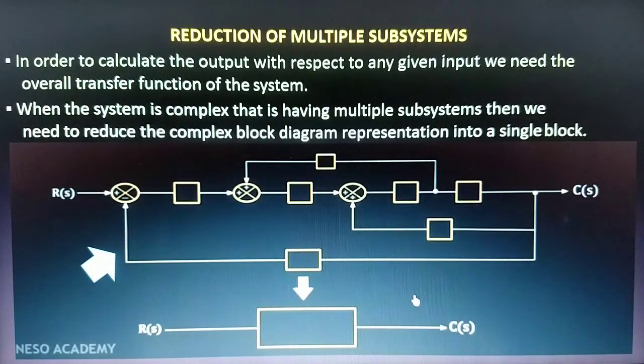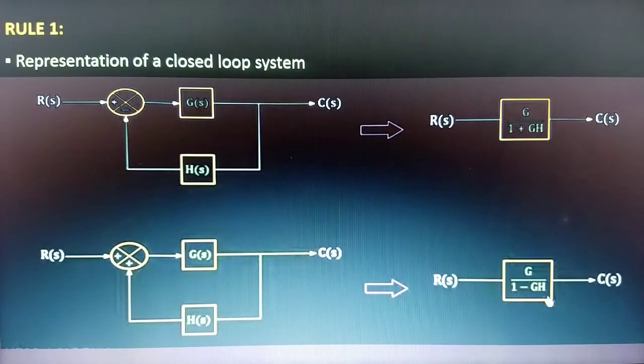The procedure by which we can reduce this complex block diagram representation into a single block is called block diagram algebra. And the block diagram algebra is based on certain reduction rules, which are called the block diagram reduction rules. So we're going to discuss the block diagram reduction rules next.